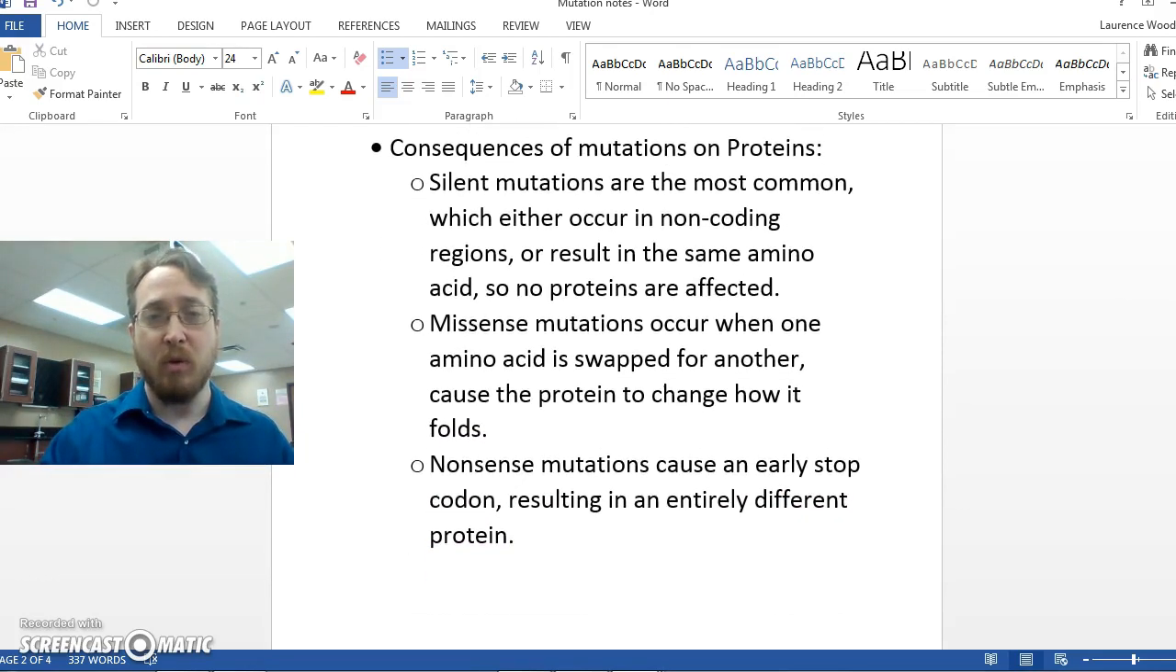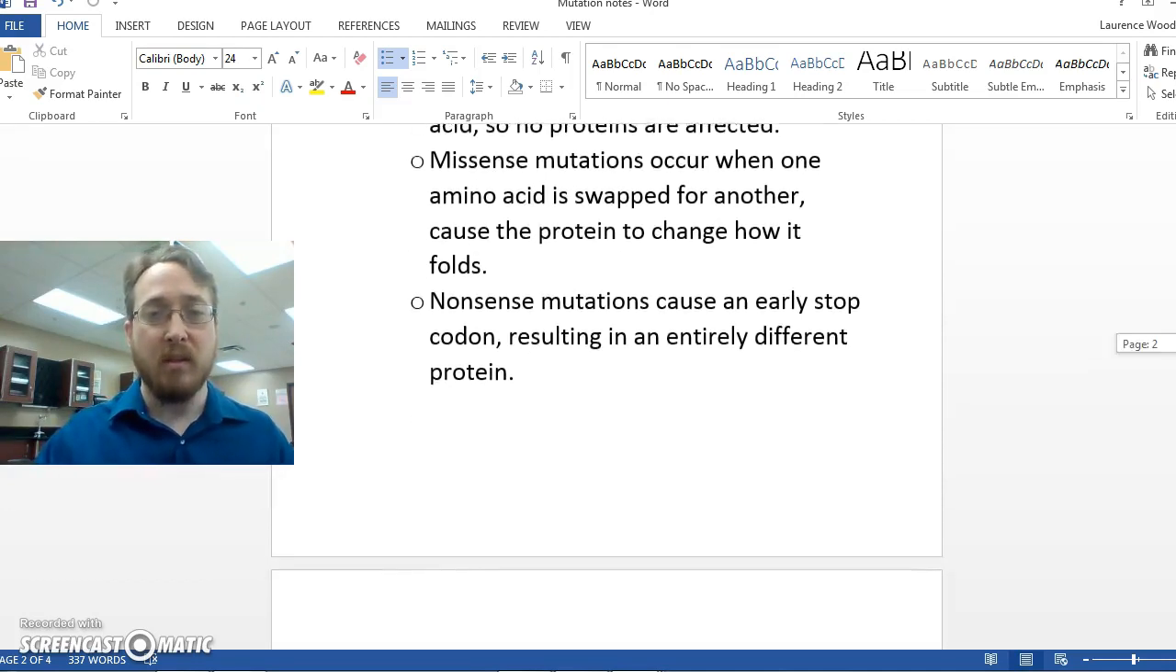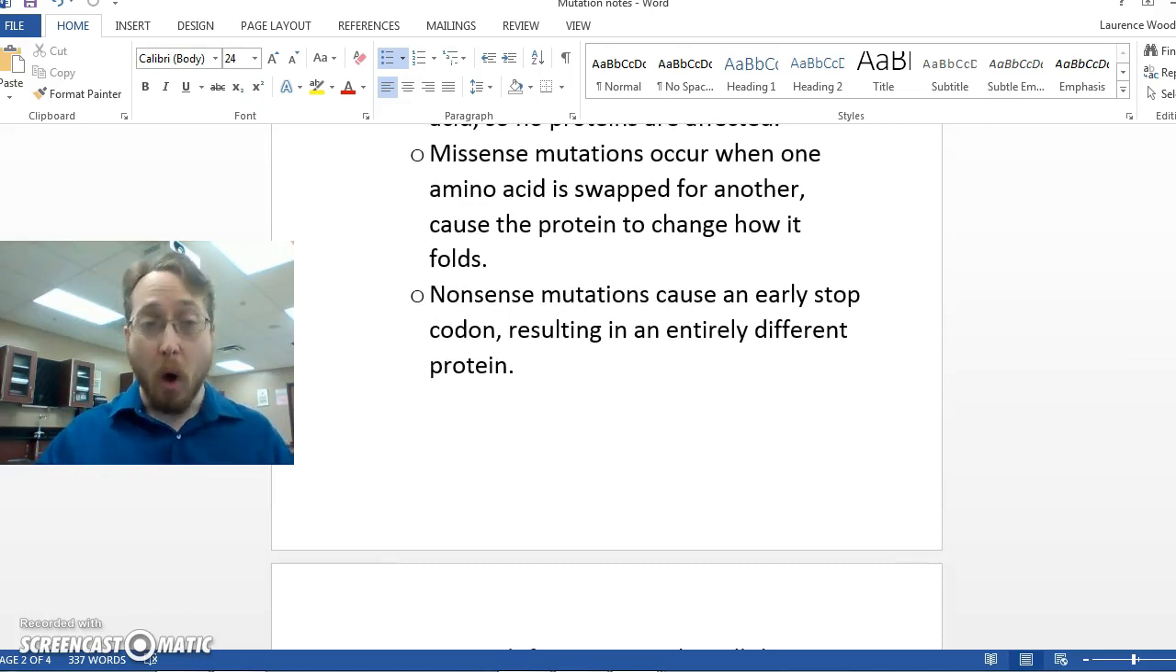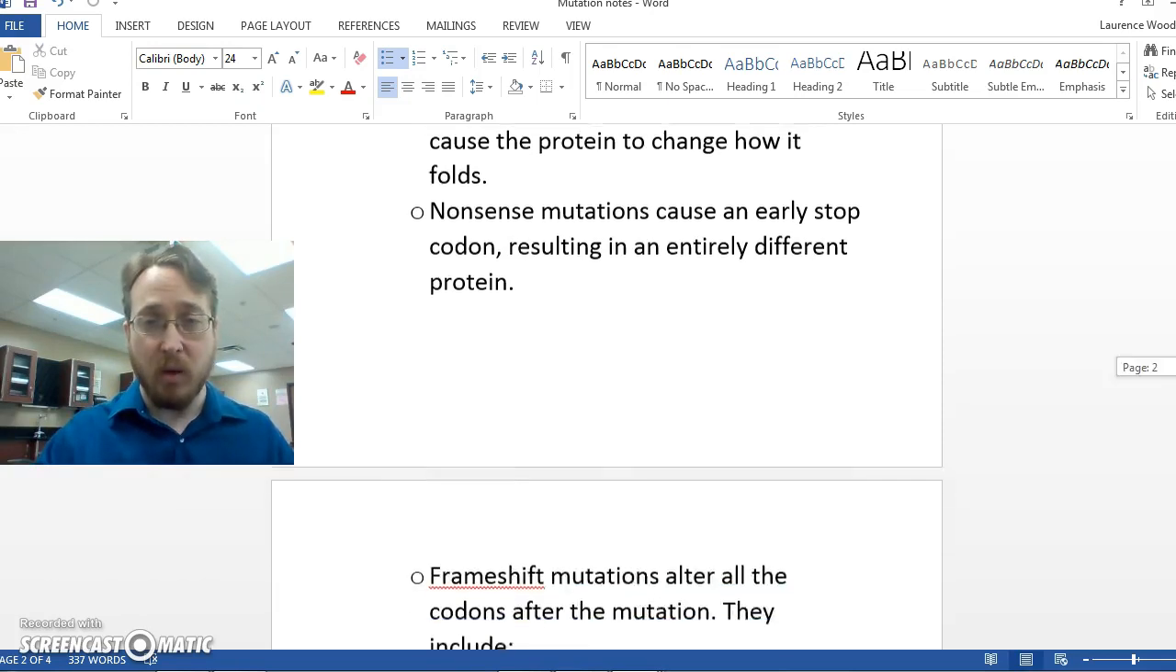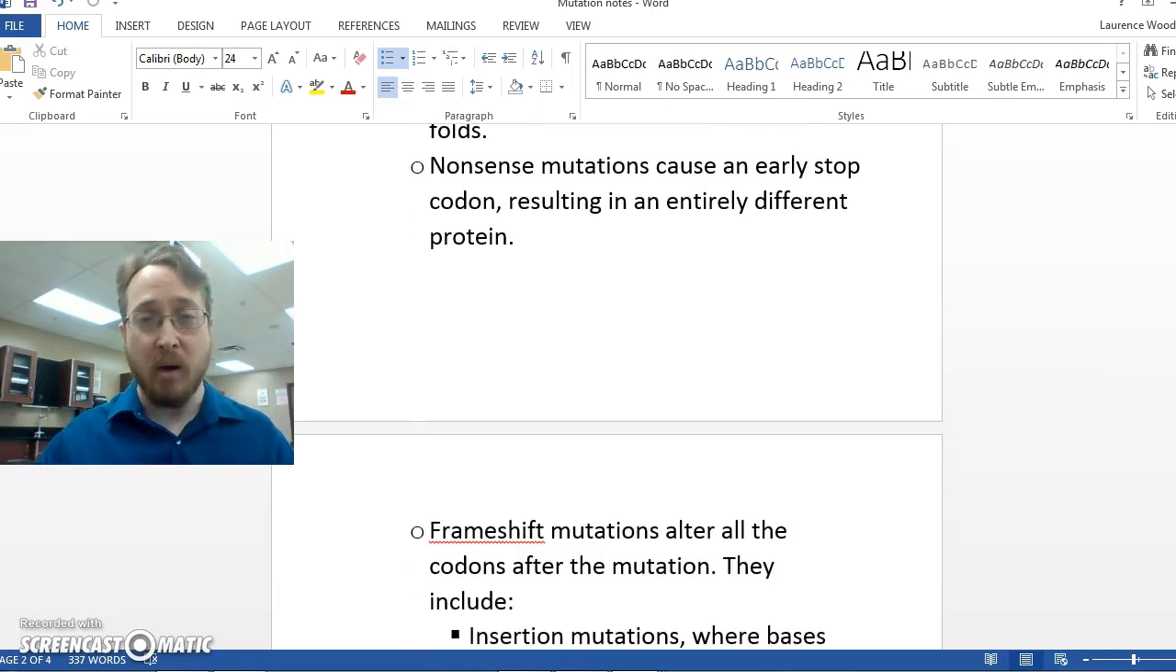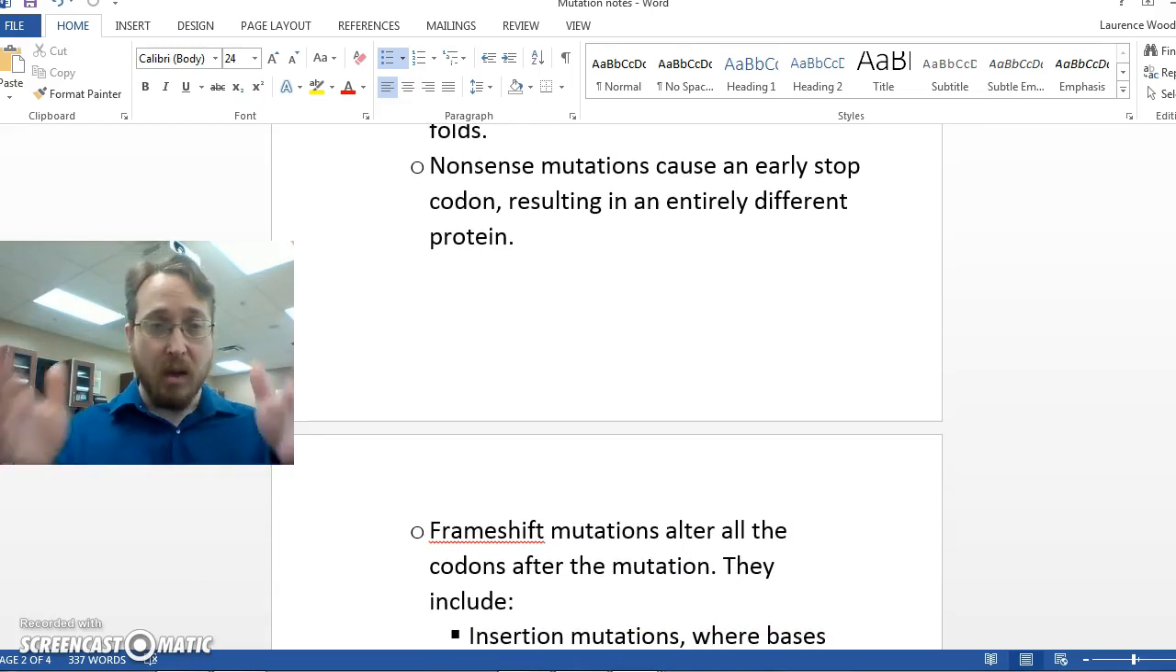Consequences of mutations on proteins. There's several. Silent mutations are the most common, which either occur in non-coding regions or they do occur in genes but result in the same amino acid, so no proteins are affected. Alternatively, there are missense mutations, which occur when one amino acid is swapped for another, and this causes the protein to change how it folds. Nonsense mutations cause an early stop codon, resulting in an entirely different protein. It's much shorter and it's going to fold differently.